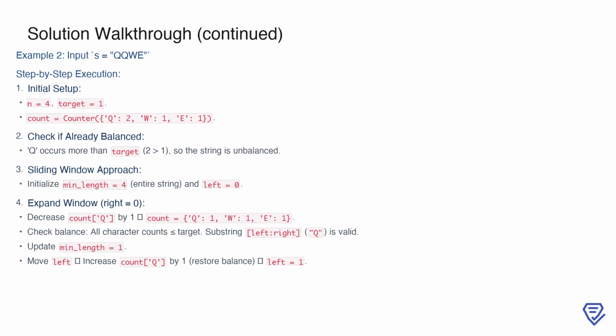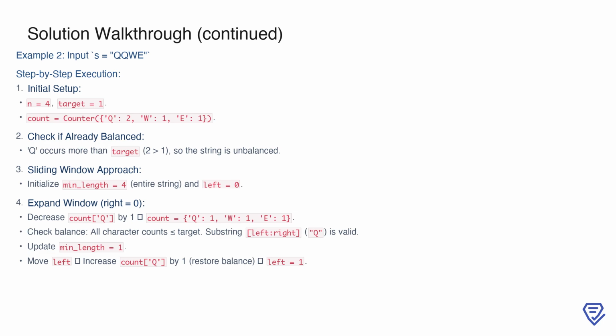Now, let's move to example 2, where the input string is QQWE. We start with the same initial setup: the length of the string is 4, and the target frequency remains 1. This time, when we calculate the frequency of each character, we find that Q occurs twice, while W and E occur once each. Since Q exceeds the target frequency, the string is unbalanced.